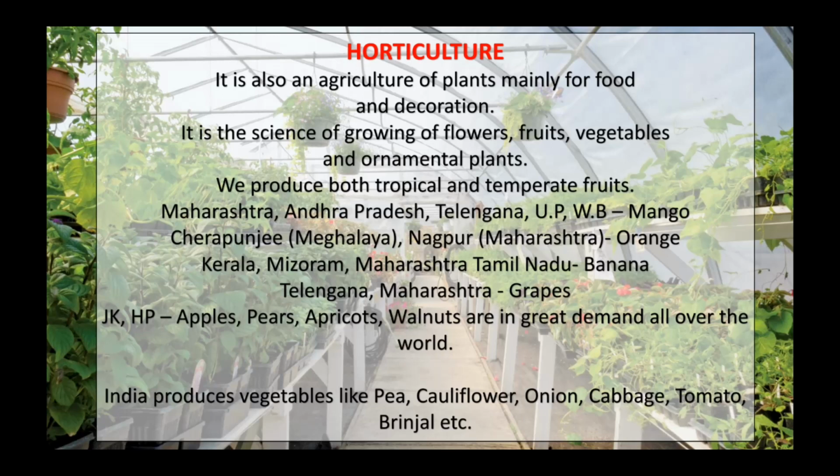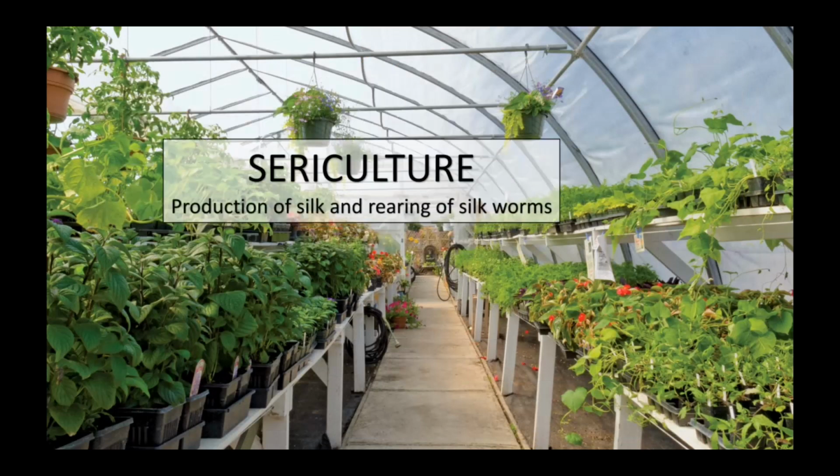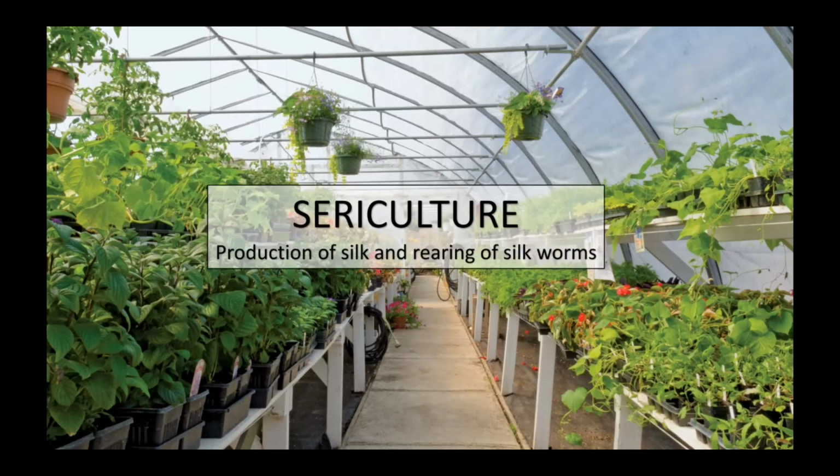For banana, Kerala, Mizoram, Maharashtra, Tamil Nadu. And for grapes, Telangana and Maharashtra, which are very important in the world. We export more of these to the outside. Jammu and Kashmir, Himachal Pradesh produce more apples, pears, apricots, walnuts in large number in the world. India produces vegetables like pea, cauliflower, onion, cabbage, tomato, brinjal, and many more. Also remember, India produces silk, and rearing of silkworms is called sericulture, that you know well.